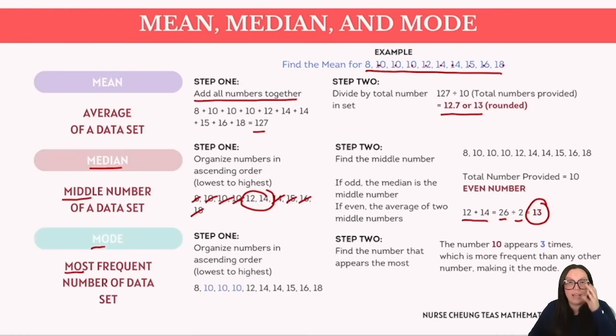And then lastly, we have mode. When I think of mode, I think of most. M-O mode, M-O most. Mode is most. It's the most frequent number in our data set. So again, lining them up will save you a whole bunch of time. If we look here, we have 1 8, three 10s, 1 12, two 14s, 1 15, 1 16, and 1 18. What number do we see the most? Well, the number that we see the most is 10. So our mode, the most frequent number, is going to be 10 as it appears 3 times in our data set.